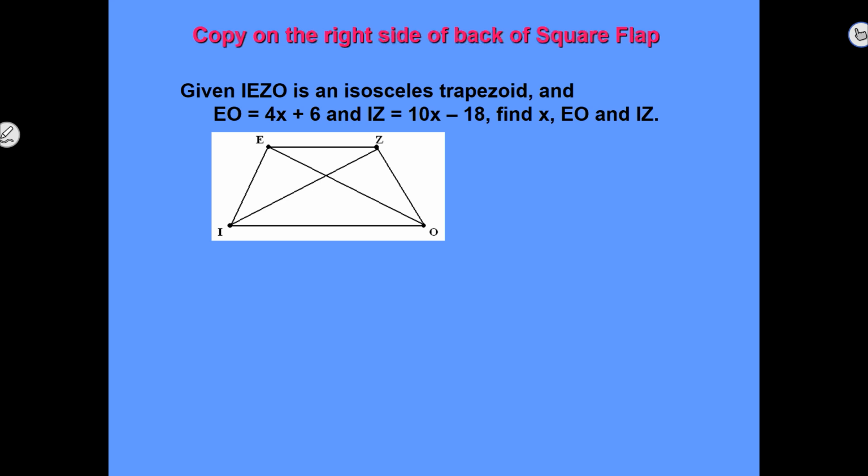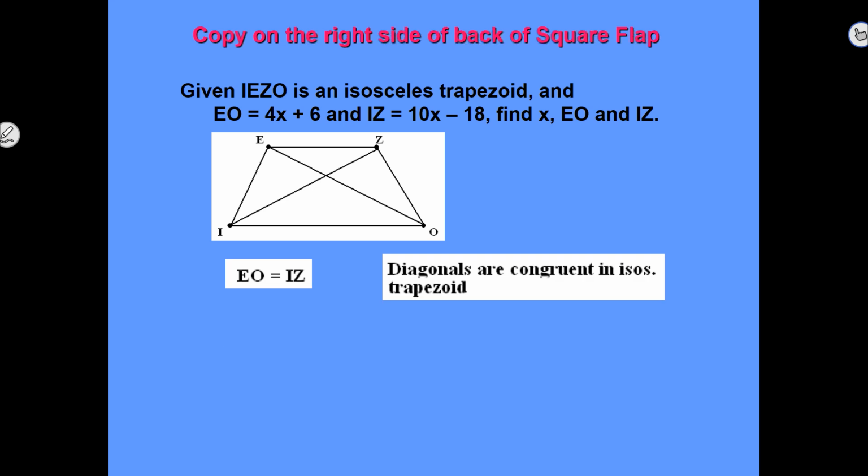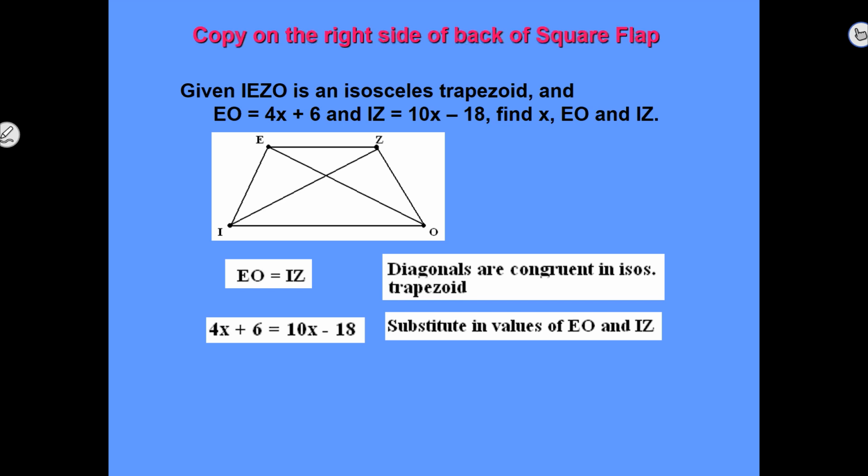So if they gave me this and they gave me this, what am I going to do with the two pieces? All right, set them equal to each other. Since the diagonals are congruent, I set these two equal to each other. We just substituted in what EO and IZ were. All right, and then we're going to solve. So what do we do first?